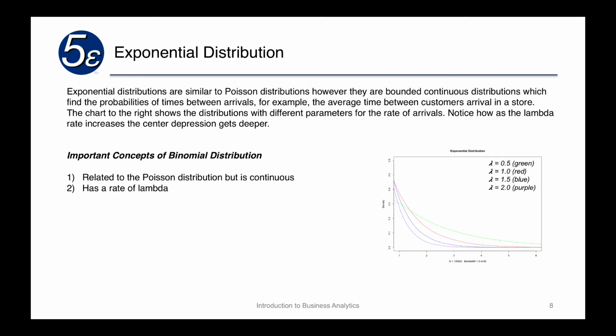Again, we'll use lambda for the rate. And notice how as the lambda rate increases, the center depression begins to get deeper, it begins to bow inward. And that's one of the natures of this distribution. So it's related to the Poisson distribution, but it is continuous, and it has a rate which is denoted by lambda. There's also one interesting aspect of this, and that is that the rate is actually going to be 1 over the mean, or 1 over the average, which we'll see in the slides when we deal with the exponential distribution.